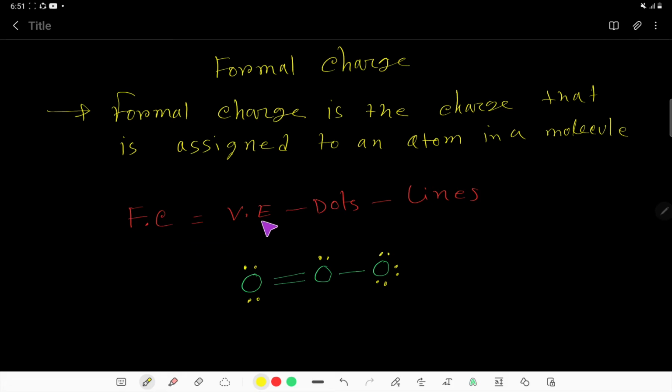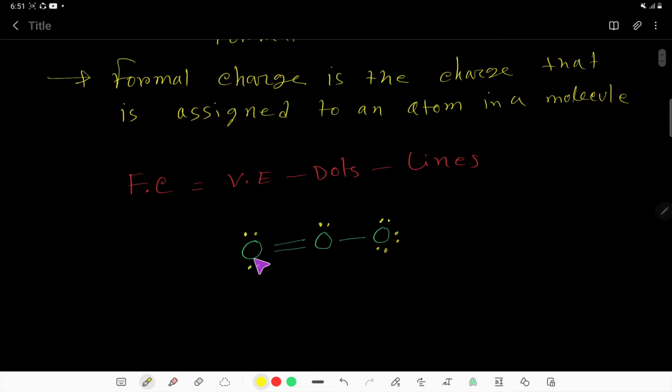Formal charge equals valence electrons in a free or neutral atom, minus dots, minus lines. Dots mean lone pairs of electrons or unbonded electrons, and lines mean bonds. So let us find out the formal charge for this oxygen. You can identify this oxygen as oxygen A, this is oxygen B, and this is oxygen C. So let us find out the formal charge of oxygen A.